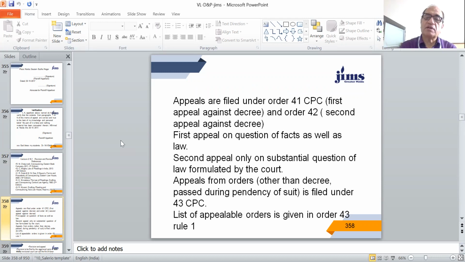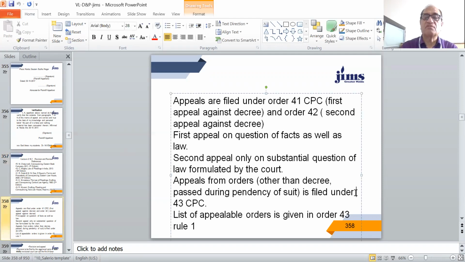and appeal from orders, that means other than decrees, which are passed during the pendency of a suit. Such appeals are filed under Order 43 of CPC. A list of appellate orders is given in Order 43 of CPC as to what orders are appealable and what not.